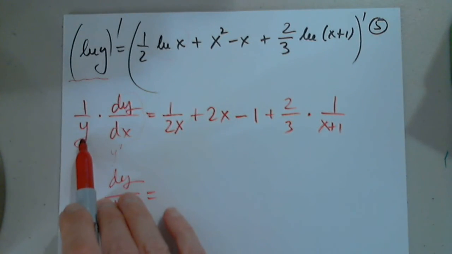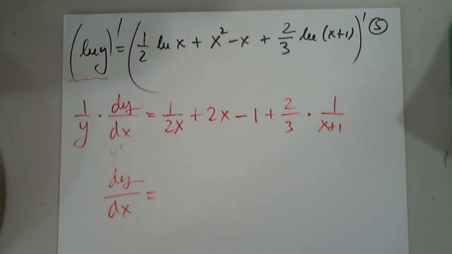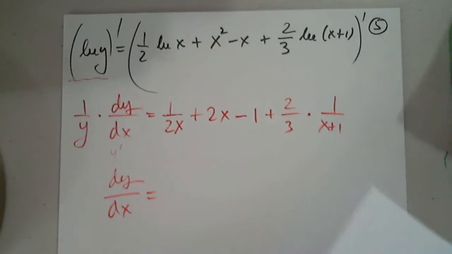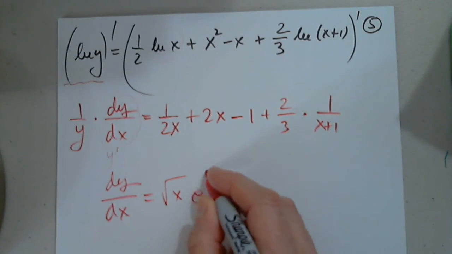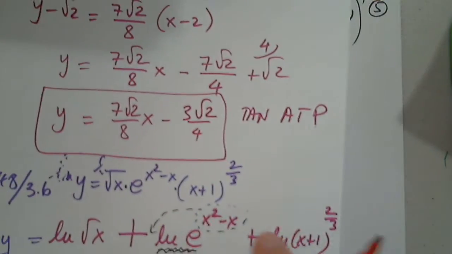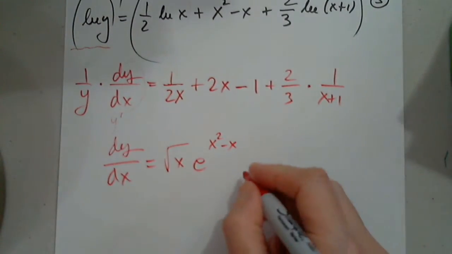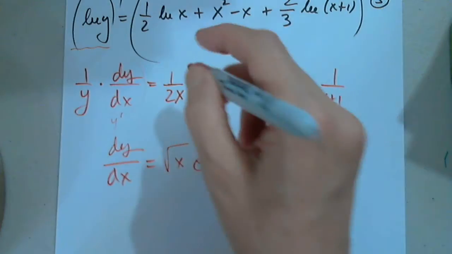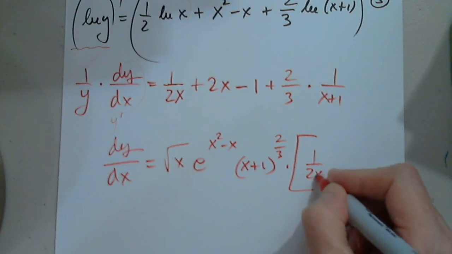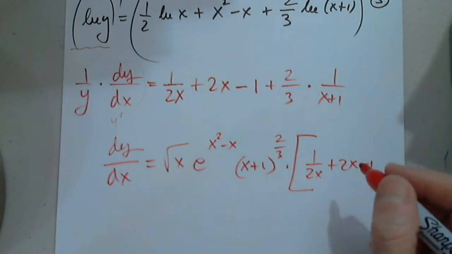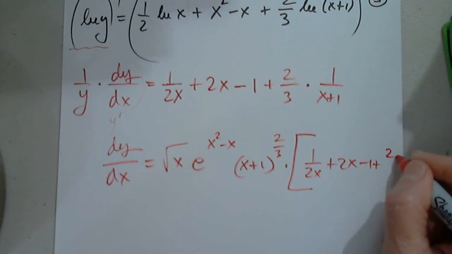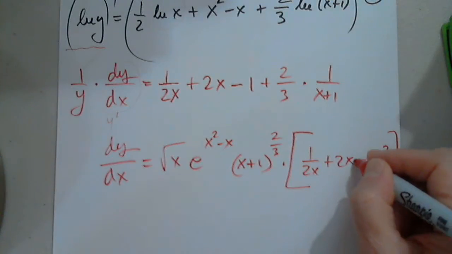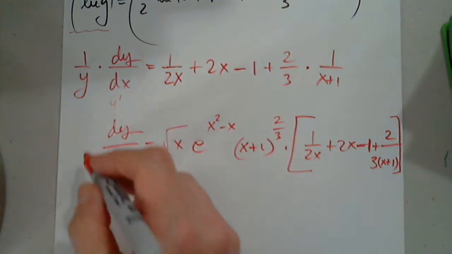So I have to multiply by y, but I will multiply by this ugly thing because that's what y is all about. So the square root of x, e to x squared minus x, and x plus 1 to 2/3, times this whole thing: 1 over 2x plus 2x minus 1. No surprise, I ran out of room, right? Plus 2 over 3 times x plus 1. Look, I managed to squeeze it in. This is it.